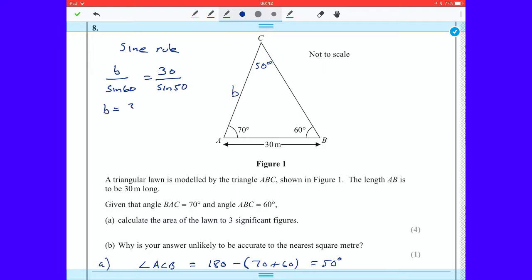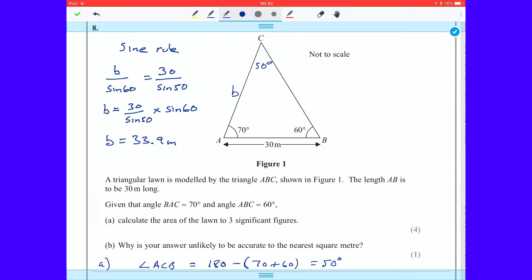Which means that b is equal to 30 over sine 50 multiplied by sine 60. And if we put that in the calculator, we find b is equal to 33.9 meters.